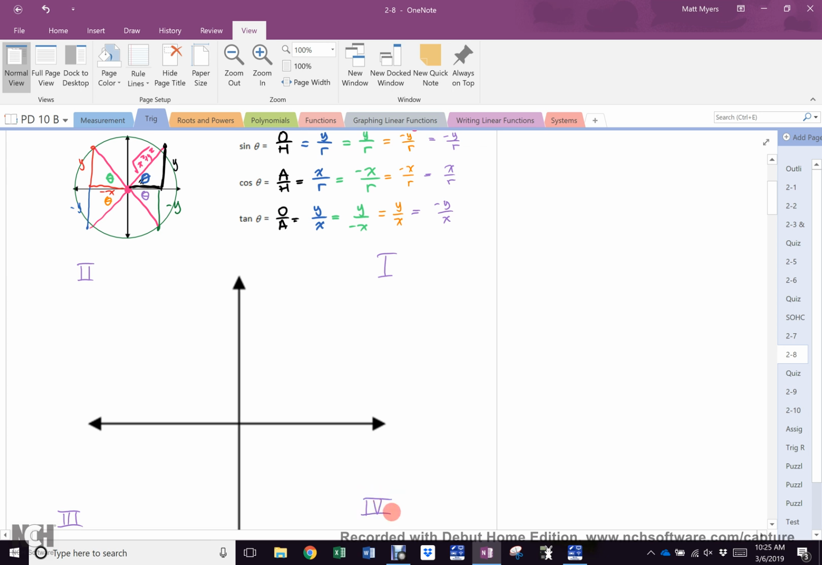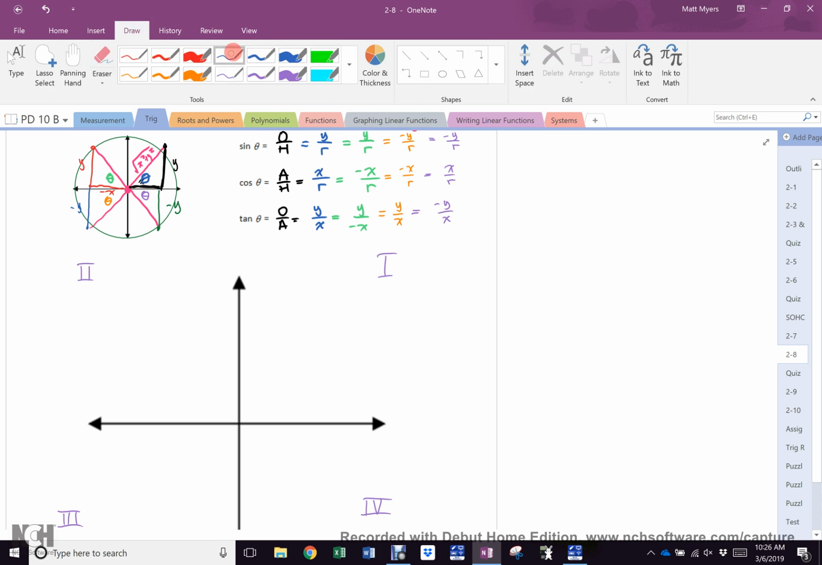Now, what did you notice? Which of these four colors is in quadrant 1? Blue. What do you notice about all the values? Positive. Sine theta, cos theta, tan theta are all positive.